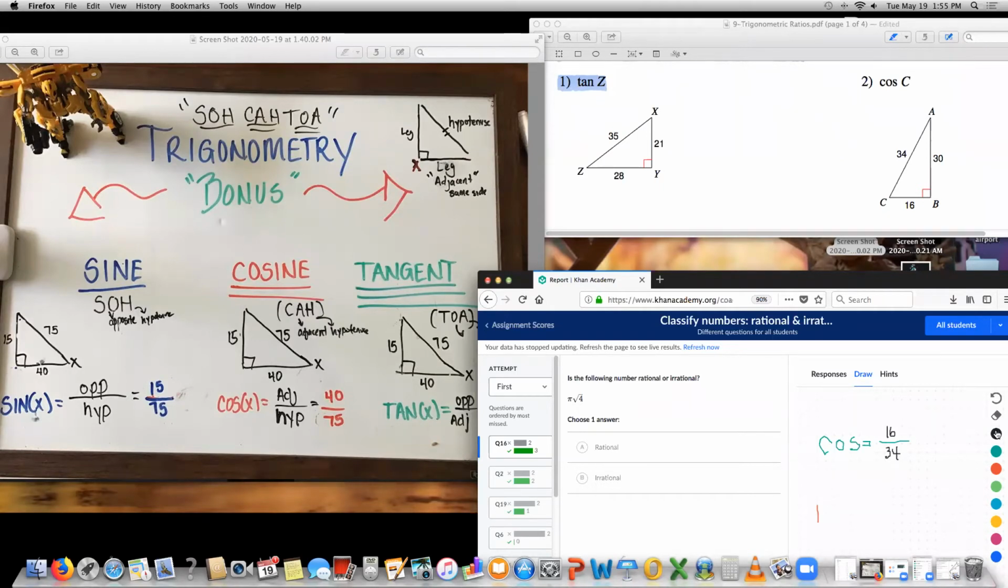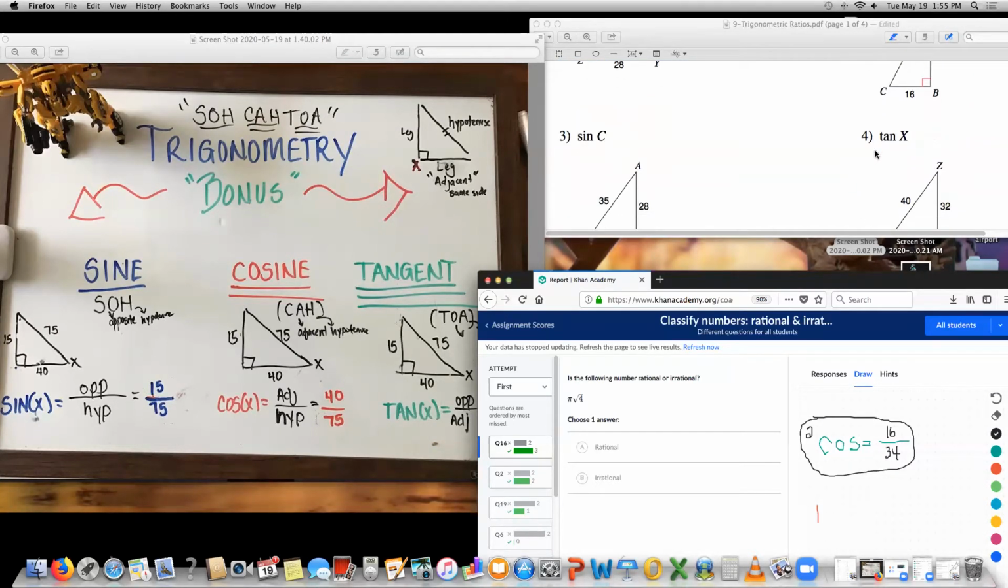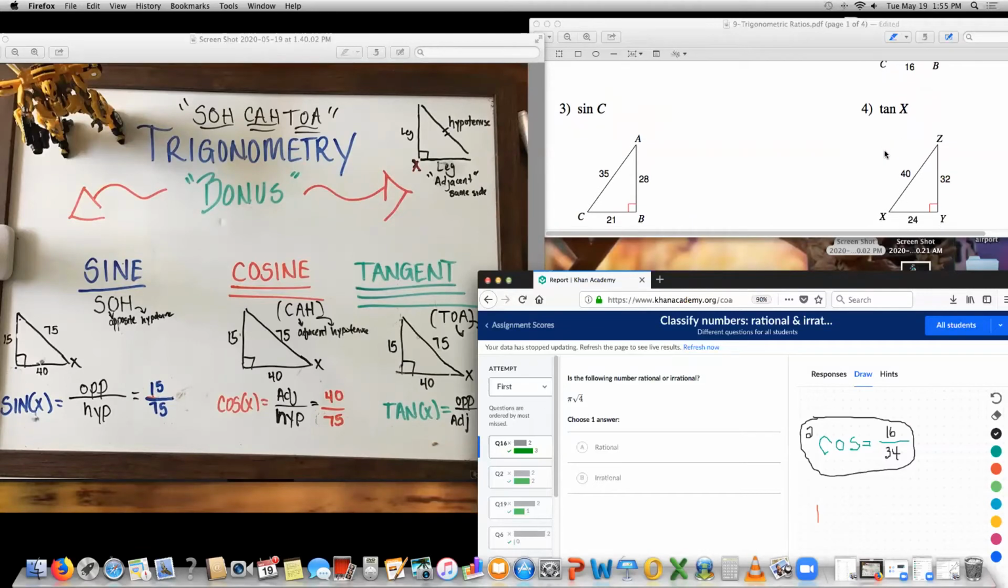All right. You know what? Let me see if I can keep track of all of our answers so we can check them again. Try the next two. Got the sine of C. So let's try number three here. We'll start from there to figure out our answers.